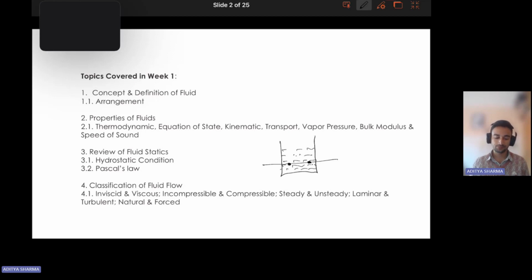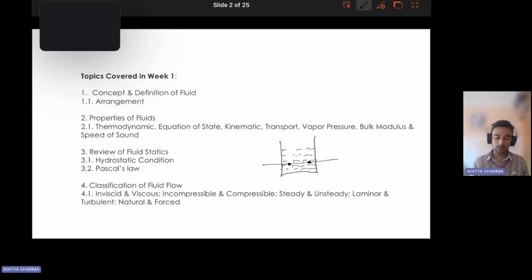So fluids were categorized based on the viscosity, based on whether the density variations are significant or not, based on whether the fluid is changing with respect to time or not, based on the Reynolds number, and then at last there were natural and forced flows.